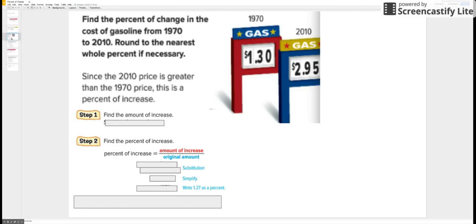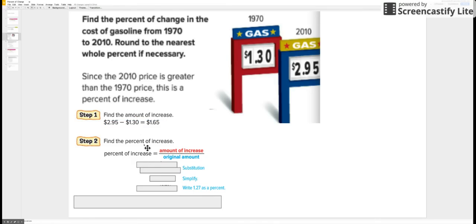Find the percent of change in the cost of gasoline from 1970 to 2010, round to the nearest whole percent if necessary. So since this price is higher than this price, this is a percent increase. It increases in price over time. So you would figure out first what that amount of increase is. So you would do $2.95 minus $1.30, and you get $1.65.